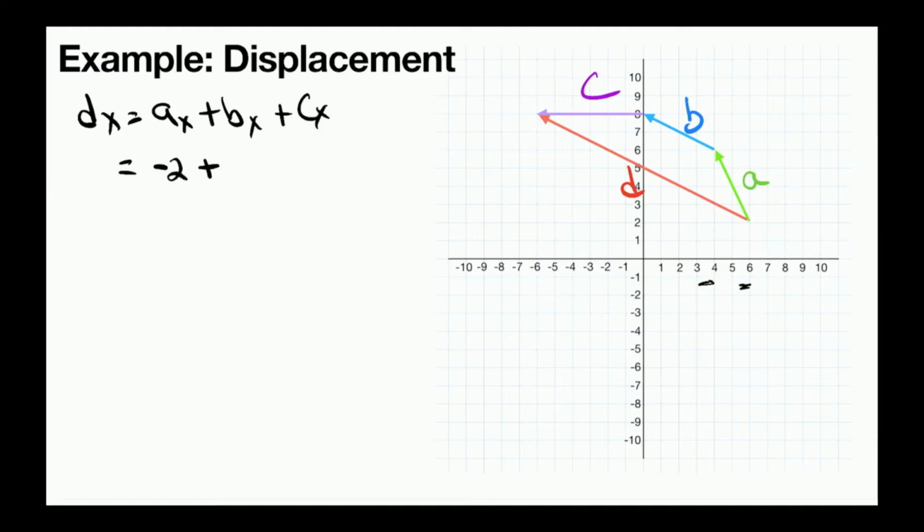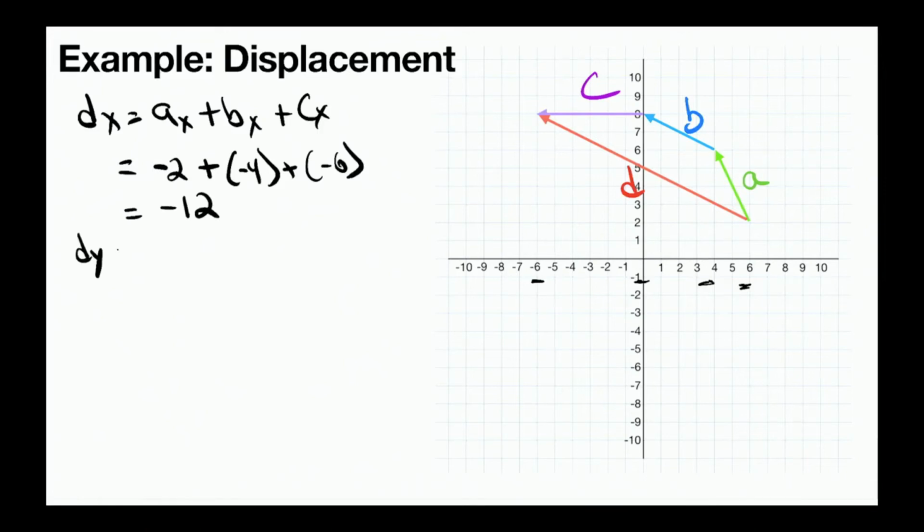So -2 because we moved from 6 to 4. We moved toward the negative direction. Then vector B, we're starting off at 4, ending up at 0, so -4. And then C from 0 to -6. So that gives us a total of -12.